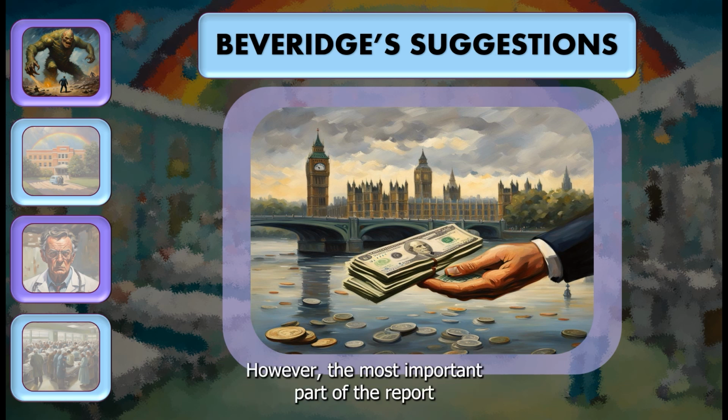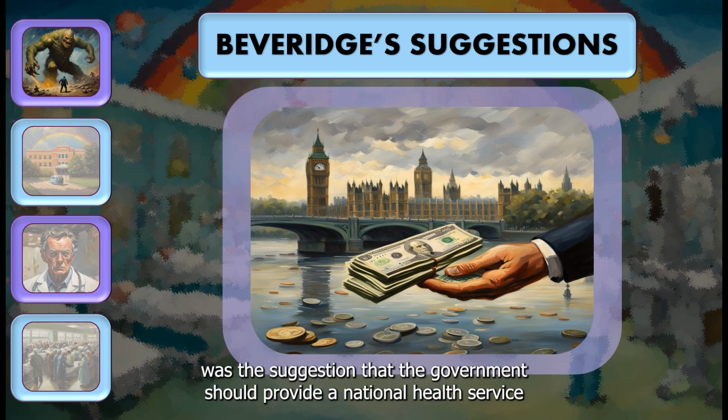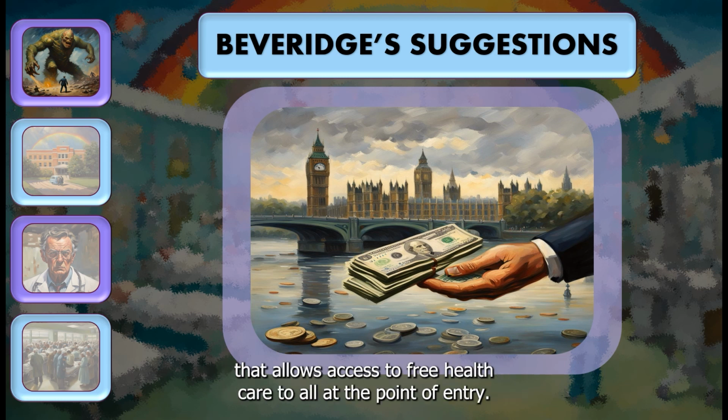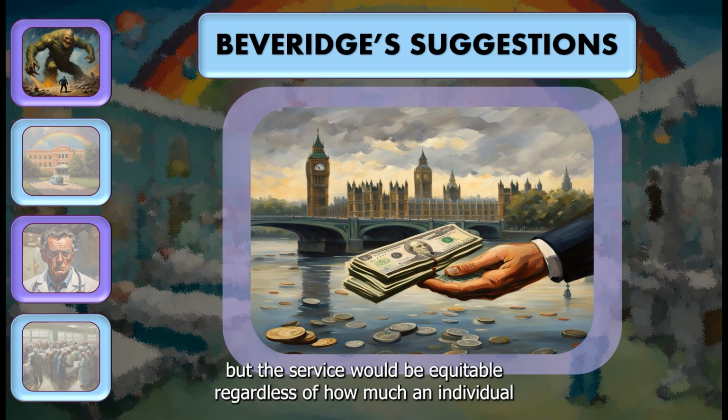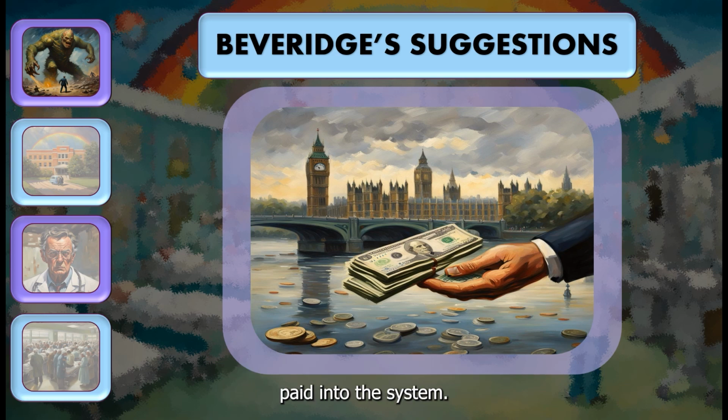However, the most important part of the report was the suggestion that the government should provide a national health service that allows access to free healthcare to all at the point of entry. This would then be paid for by people's national insurance contributions, but the service would be equitable regardless of how much an individual paid into the system.